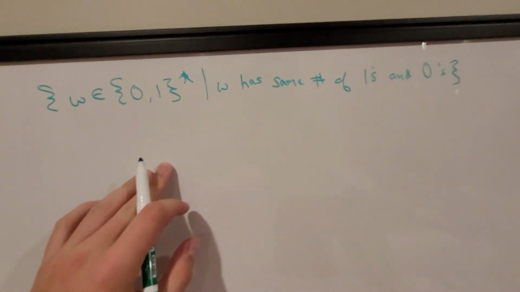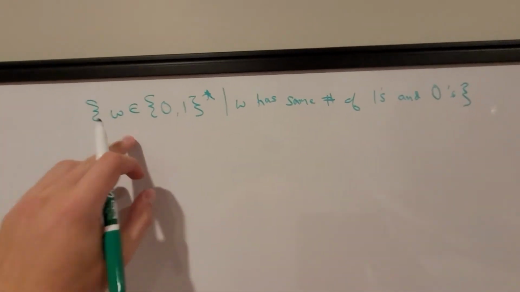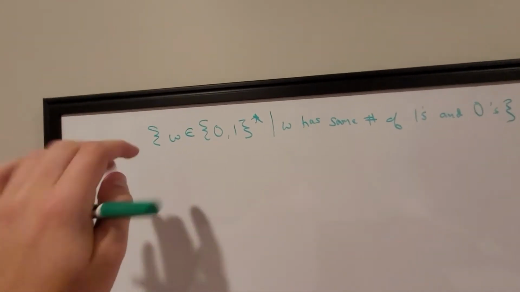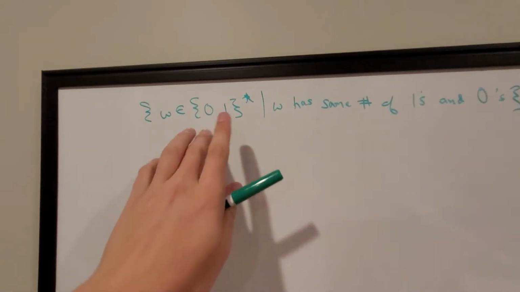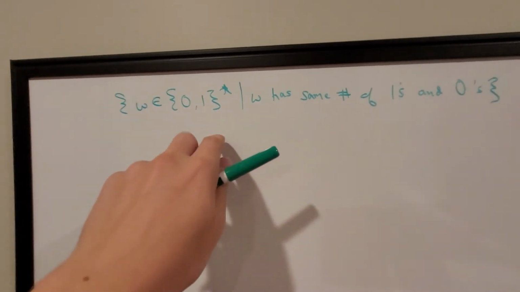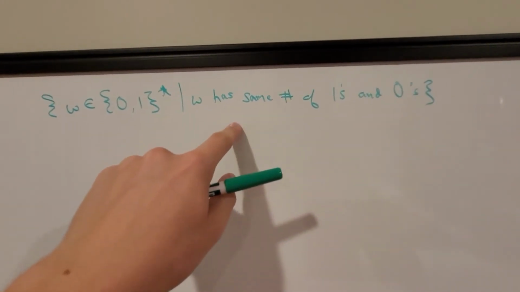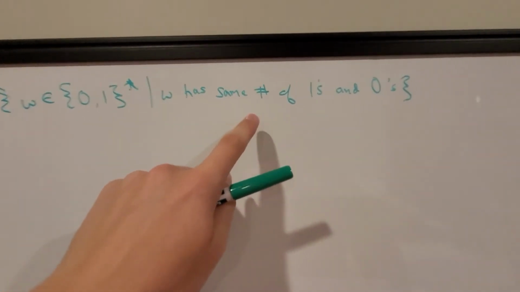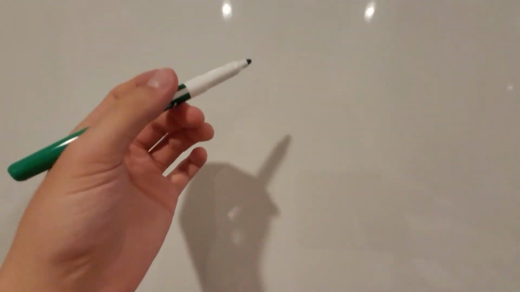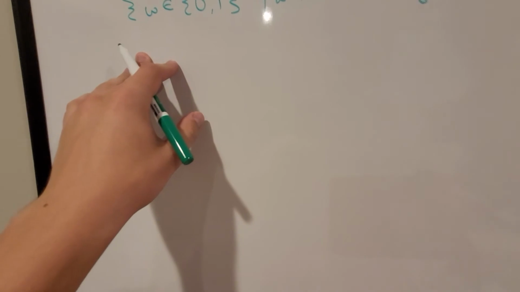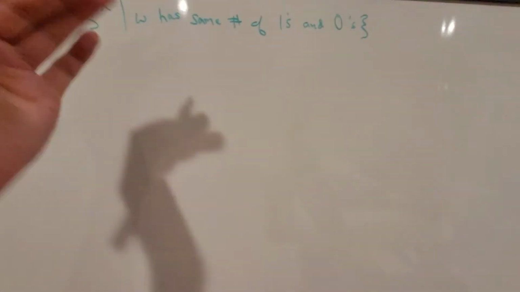Alrighty, so here is what we need to create a PDA for. We have a string W that's made of the alphabet zeros and ones, any combination of those, as many times as wanted, where W, or omega, I guess I should say, has the same number of ones and zeros. So how do we create a pushdown automata for this?